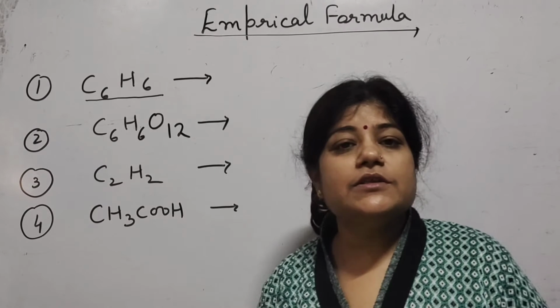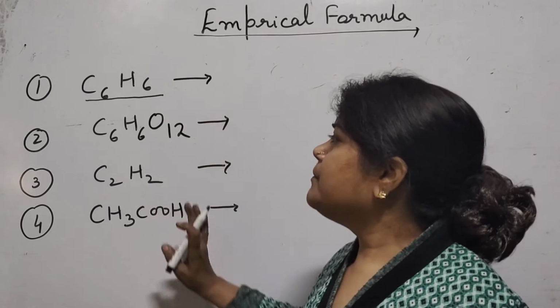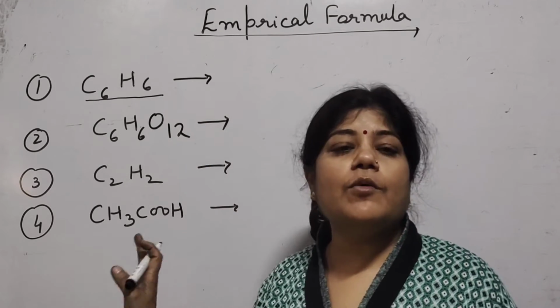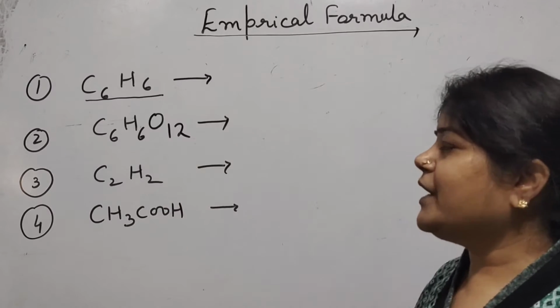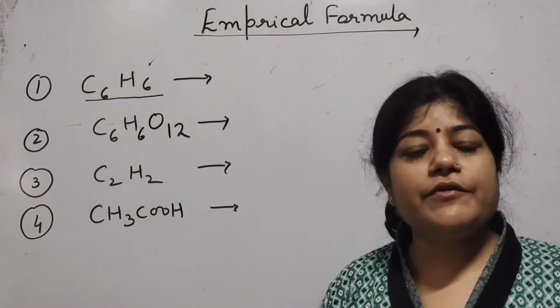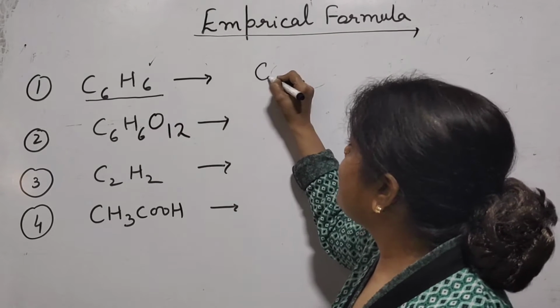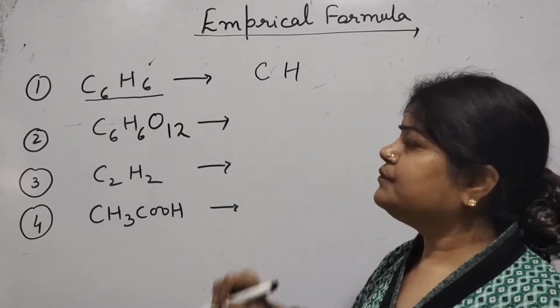The topic of discussion in this video is the empirical formula. Now consider these compounds, and we have to find the empirical formula for them. How will we do that? In the first step, we identify the different elements present in the compound. So in the first one, we have different elements, C and H.